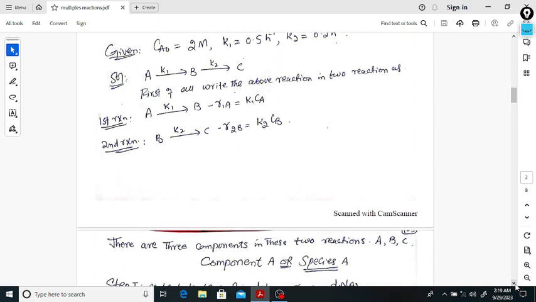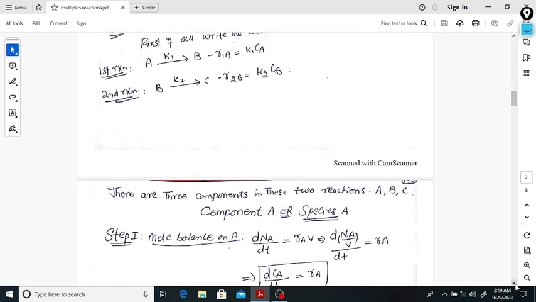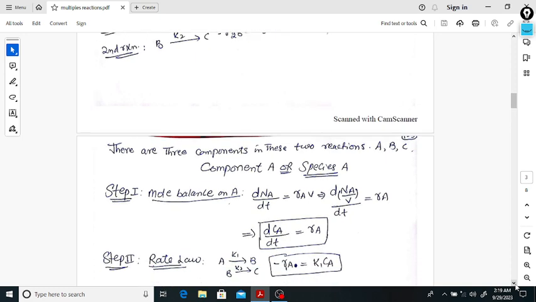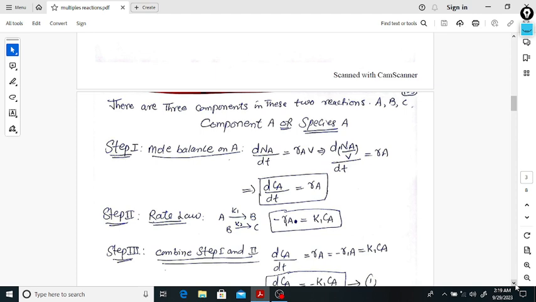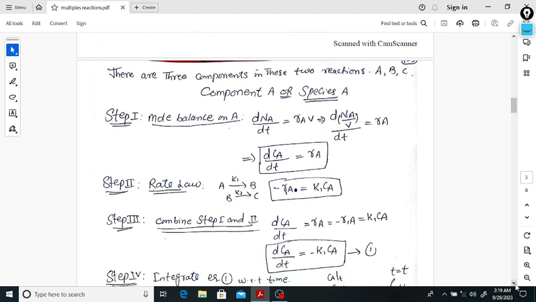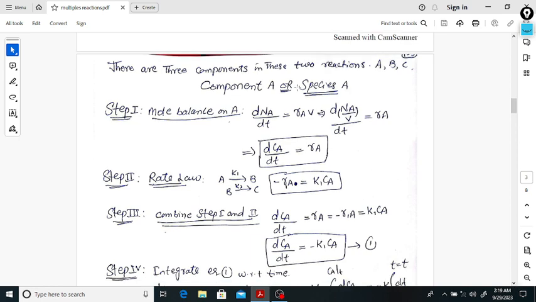Now there are three components in these two reactions: components A, B, and C, because A is converting into B, and B is converting into C. So first of all, we will make a component balance on component A. There are some steps. Step number one for component A is the mole balance. You already know the general mole balance equation from chapter number one: input minus output plus generation is equal to accumulation.